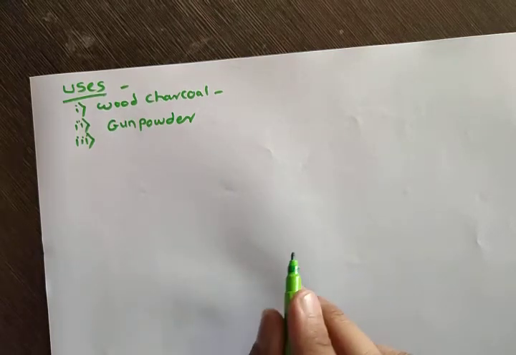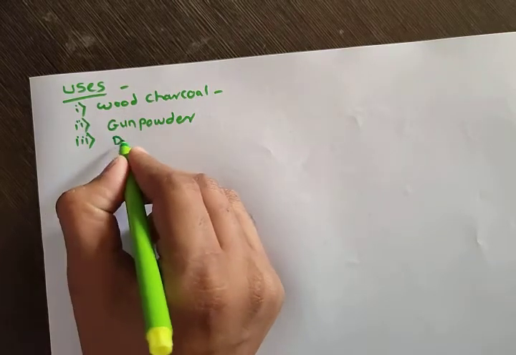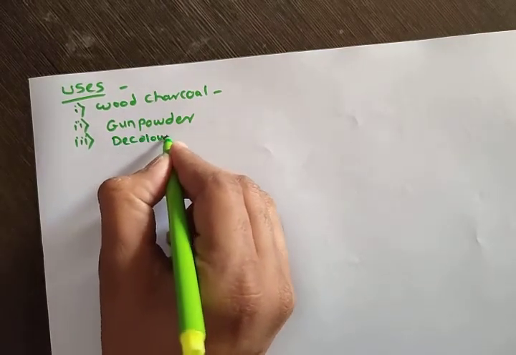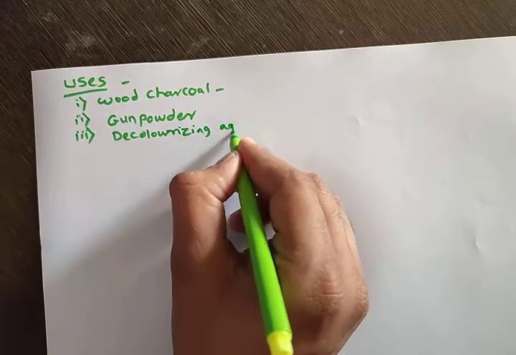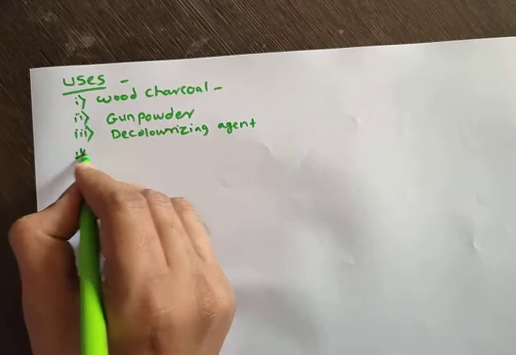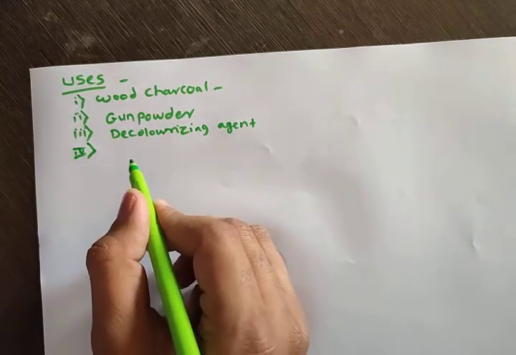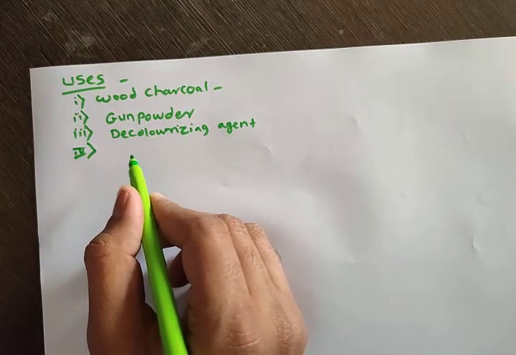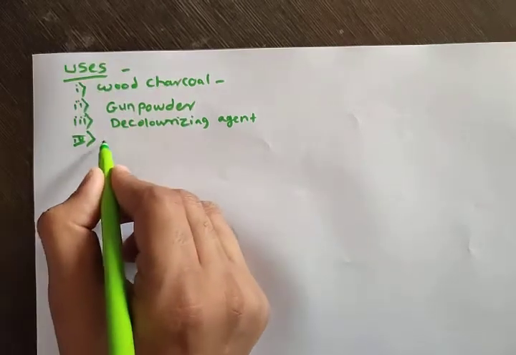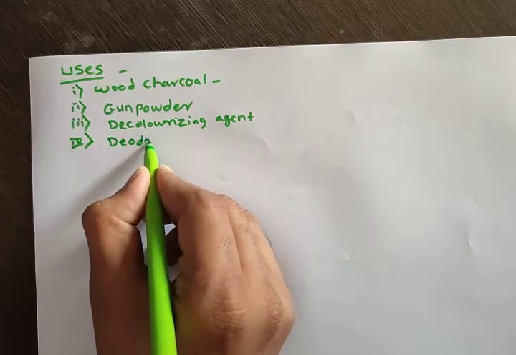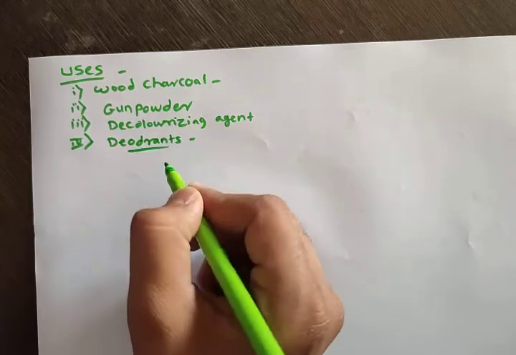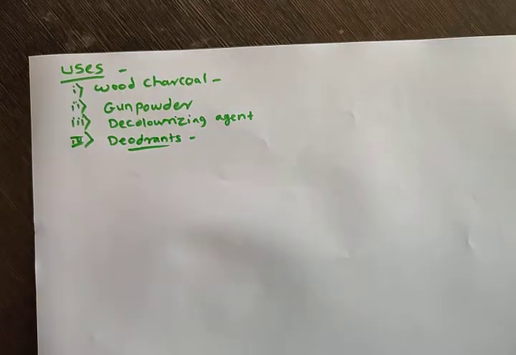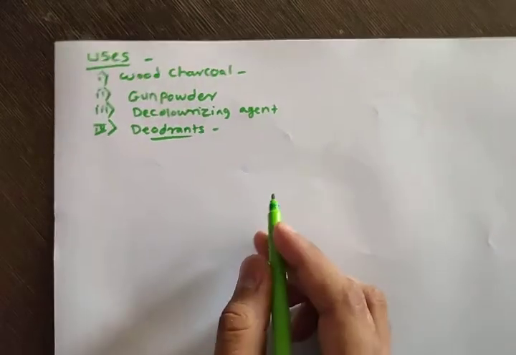Third, it is used as a decolorizing agent. We will also see one activity for this. Fourth, it is used in deodorants as it absorbs foul smelling gases. Whatever deodorants we use mostly in the summer season, charcoal is used in them because it absorbs the foul smelling gases.